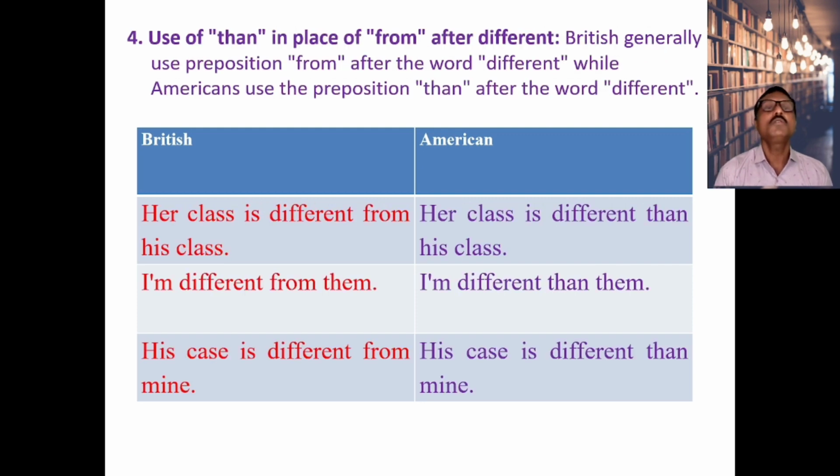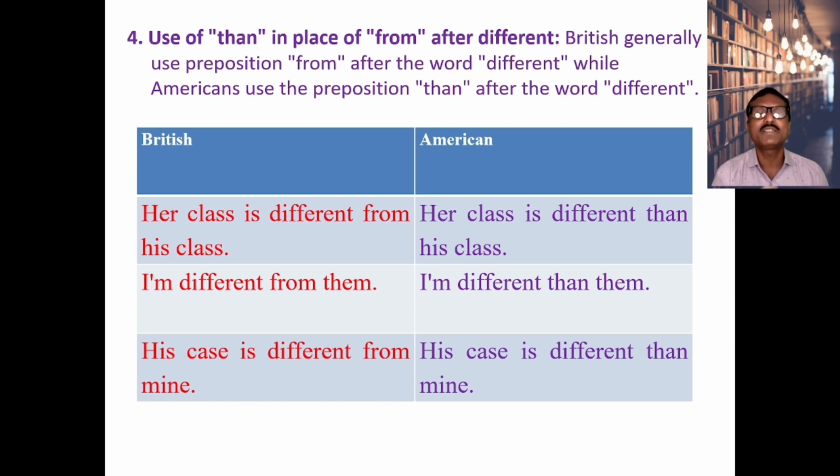Now, the fourth one is use of than in place of from after different. In British English, you will definitely see that after different, they'll say different from. Americans won't say that. They'll say different than, not different from. So you can understand this difference also with the help of these examples which appear on your screen. See the first one, her class is different from his class. And Americans will definitely say her class is different than his class.